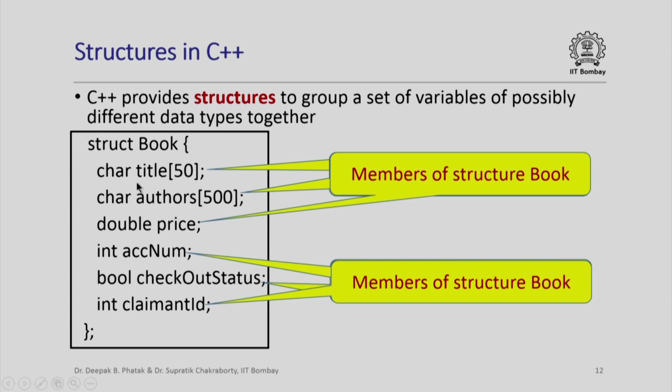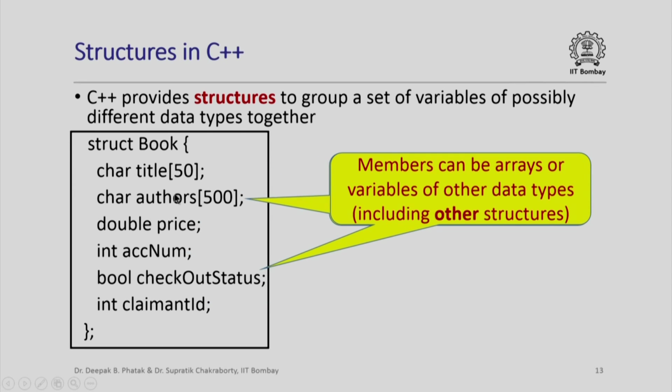These are also called members of the structure, and note that members could be arrays of other data types or simply variables of other data types. This other data type need not be a primitive data type; it could indeed be another structured data type, and we will see later in the course how, within a structure, I could have variables or arrays of another structured data type.